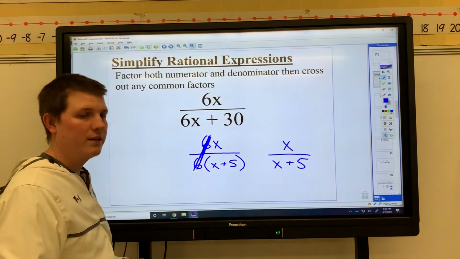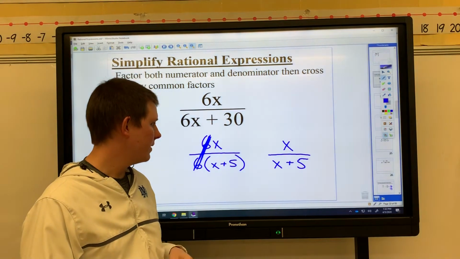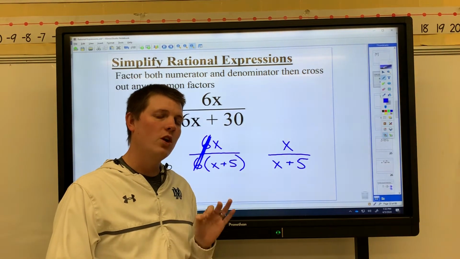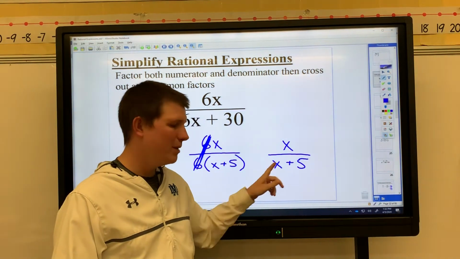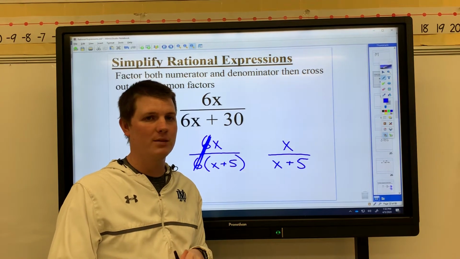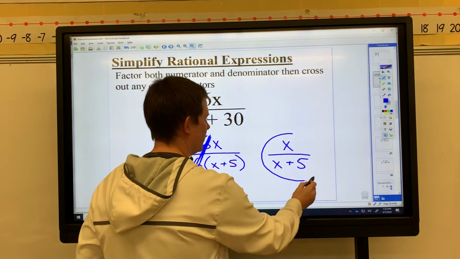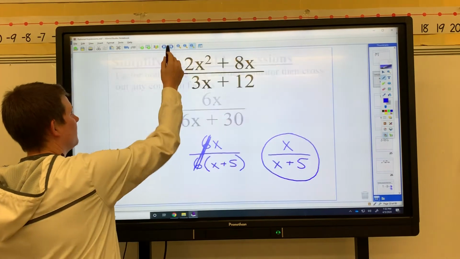Now, some people may say, well, why can't I cross out the x's? The x's are the same. Why not? We just talked about that. Because what is the x and the 5 doing? They're adding. You can only cross it out if they are multiplying. The x and the 5 are being added, which means I cannot cross them out. So this is my final answer. That is simplified. Let's look at another one.